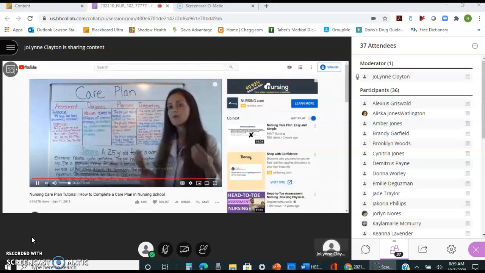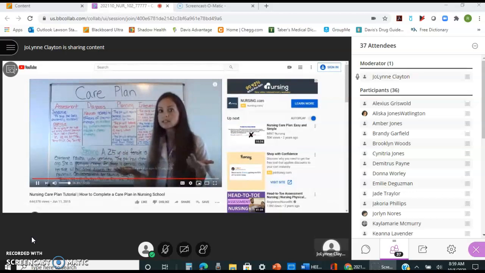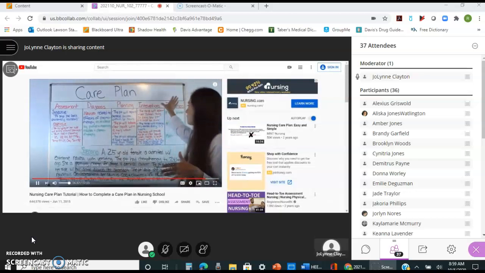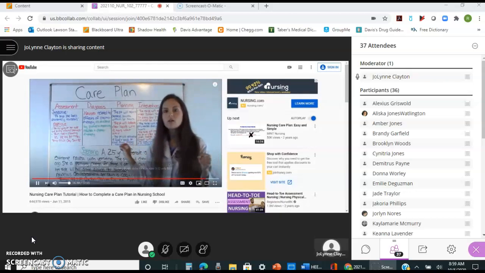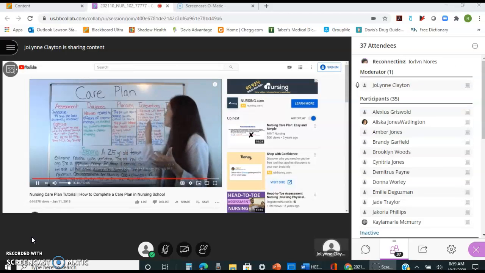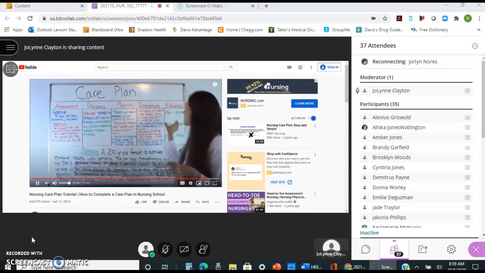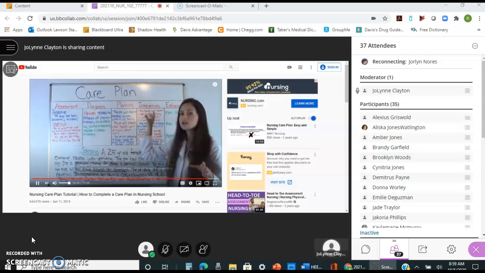Now, also, I want to mention this because this might be on your nursing care plan: you might have to have a rationales column. The rationale column is really for you to start thinking as a nurse and making your professor understand that you understand why you're doing these interventions. Because typically that's where the rationales go. You'll say why you're doing this.